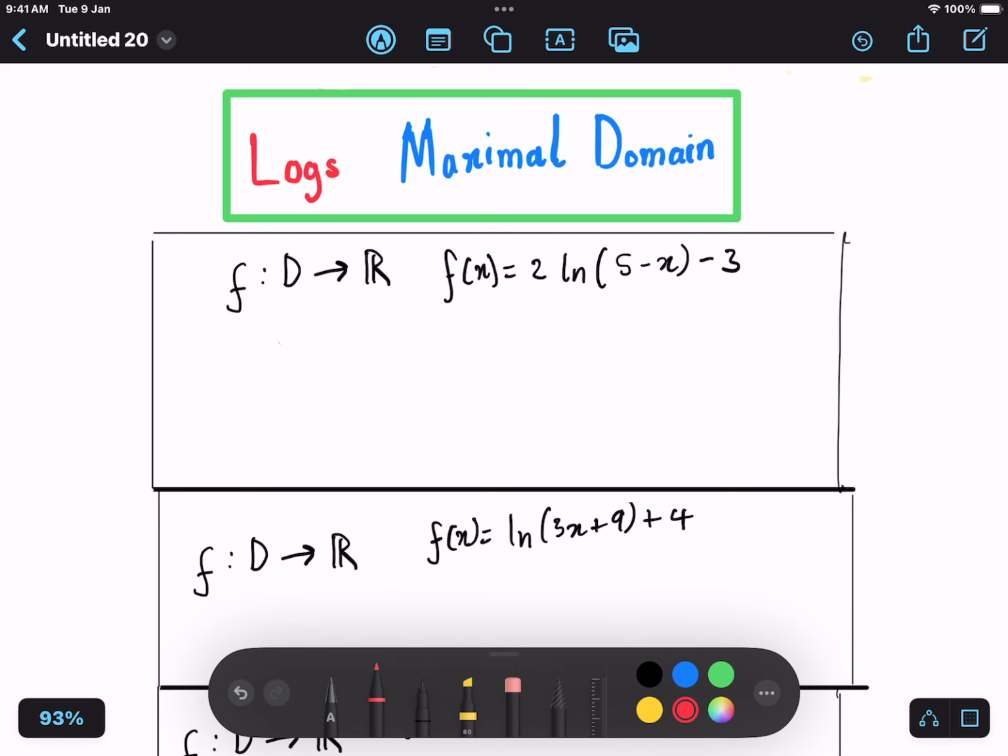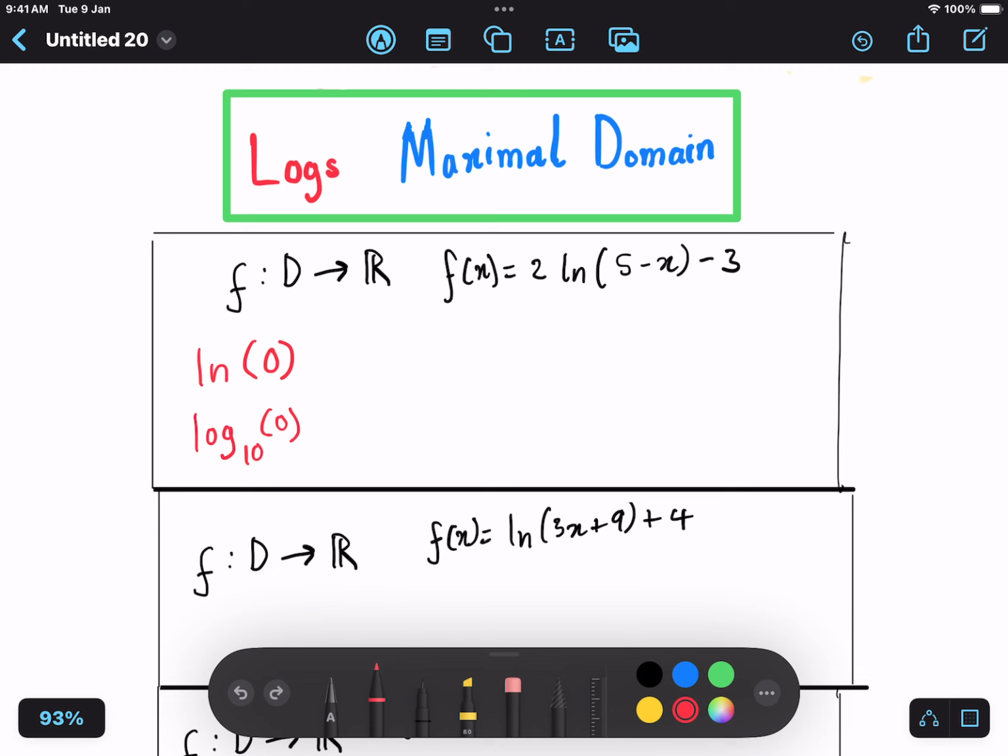So we've got a log function here, and the first rule we need to know is that for ln, this value must not equal 0, or the function will be undefined. Or you can view it as also log base 10 to the power of 0. You can't let this value equal 0, or it will be undefined.